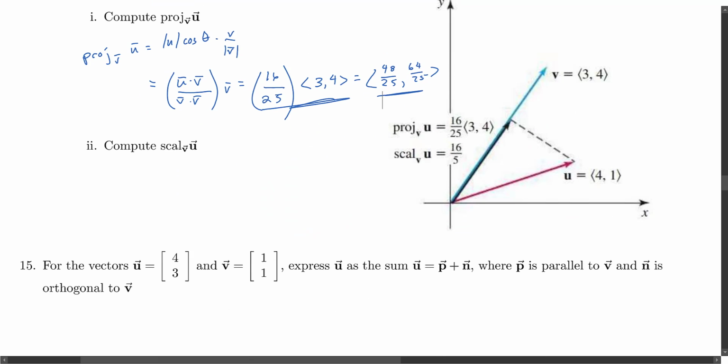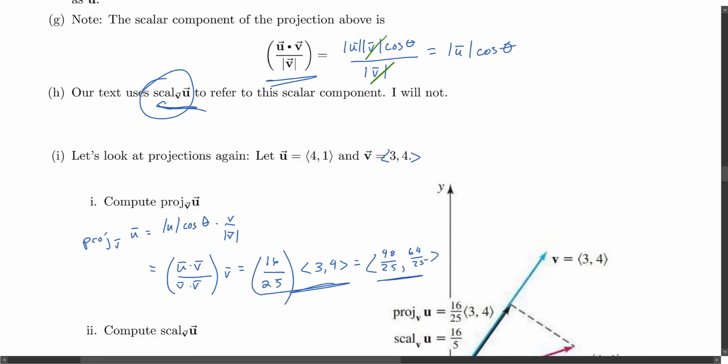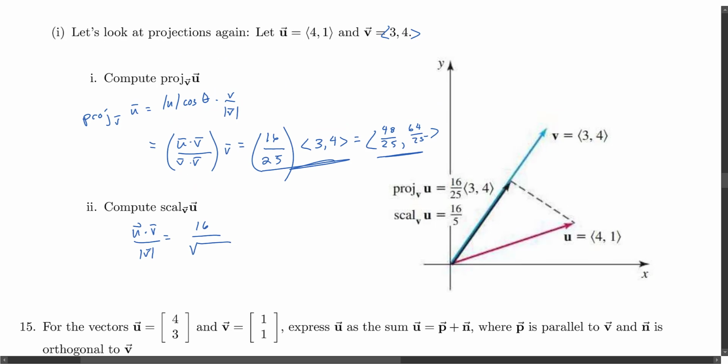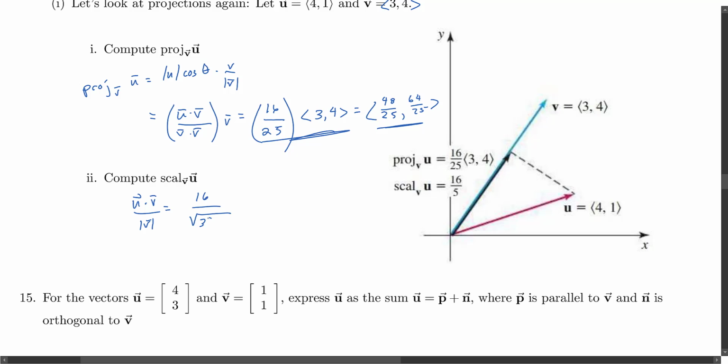Okay. So then if we want just the scalar component, one way to do that is to just use what I gave you up here. So that would be vector u dot vector v all over the magnitude of vector v. And the dot product of the two is still 16. Careful down here, I'm just computing the magnitude of vector v. So that's the square root of the sum of the components squared. I'll go ahead and write that out. That's 3 squared plus 4 squared, or 16 over the square root of 25, which in this case is 16/5.